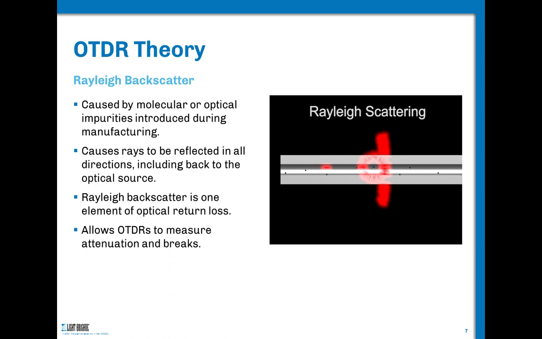Now, there will be some animations periodically, and you see the blank slide here on the screen, but we'll activate that in a second. So one of these I want to talk about is how OTDRs work. And this is by the theory of Rayleigh backscatter, and it's caused by impurities introduced during the manufacturing process. And it causes rays to be reflected in all directions, including back to the OTDR. And it's that reflectance coming back to the OTDR, these minute levels, that allows the OTDR to actually make a measurement for it. So let's activate the animation here. Take a look at it, and then I'll come back.